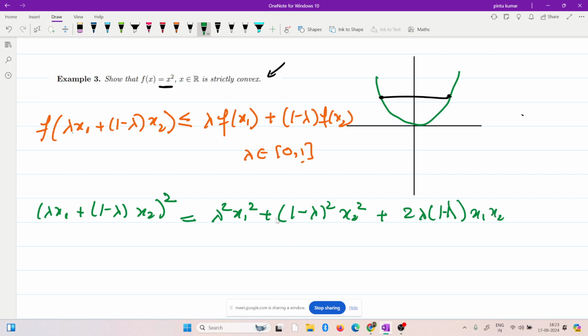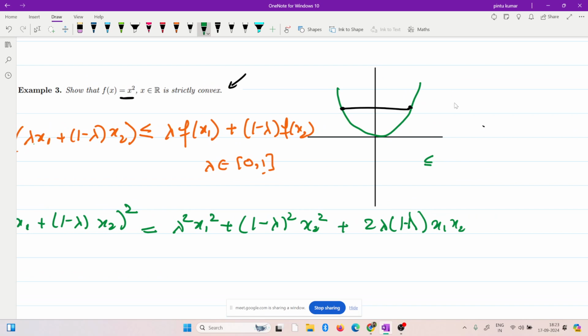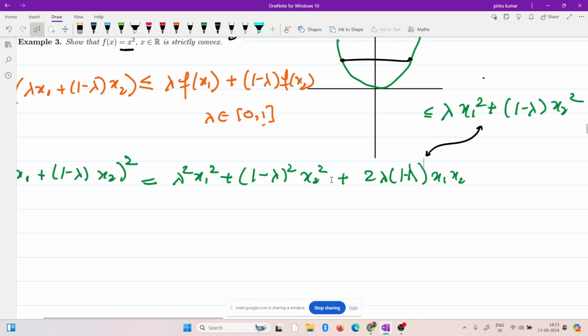And we want to show that this is less than or equal to what? We'll also write what we want to show. We want to show that this is less than or equal to lambda times x1 square plus 1 minus lambda times x2 square. You can see that it's not very straightforward going from here to here. So we use a trick over here.